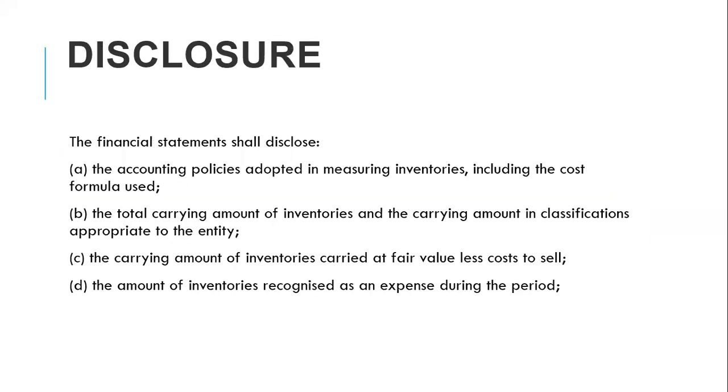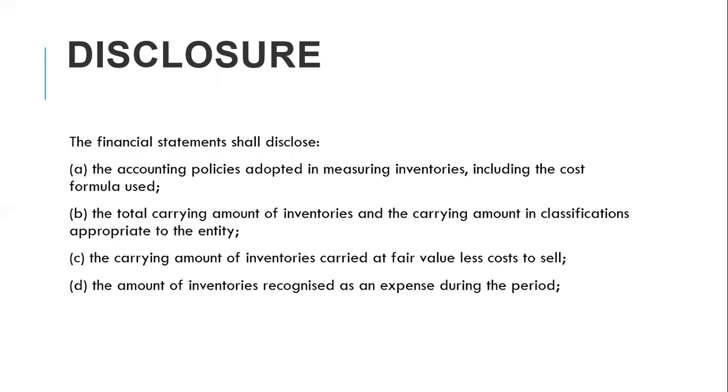General disclosures. In IAS 2, the financial statements shall disclose the accounting policies adopted in measuring inventories, including the cost formula used. You know, we said that you have options. You can use first in, first out. You can use weighted average. So you have to disclose whichever formula you have adopted. B, the total carrying amount of inventories and the carrying amount in classifications appropriate to the entity. All right, the carrying amount of inventories carried at fair value less cost to sell.